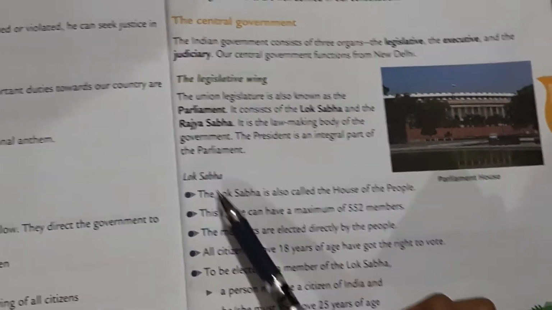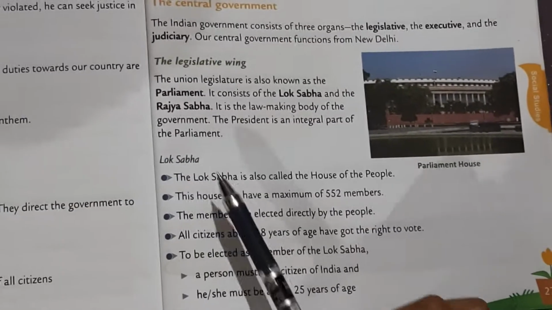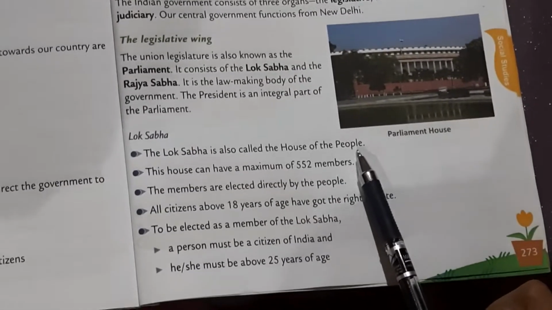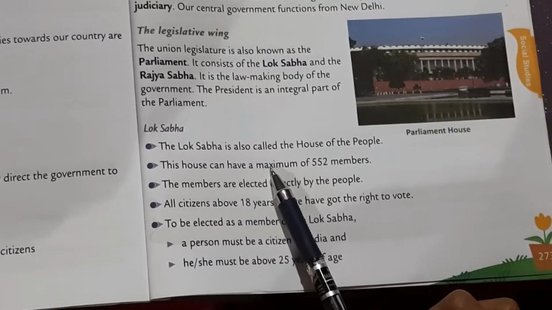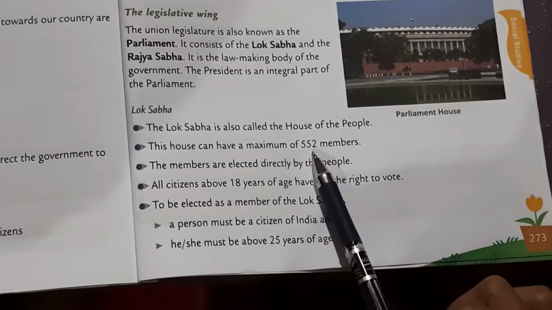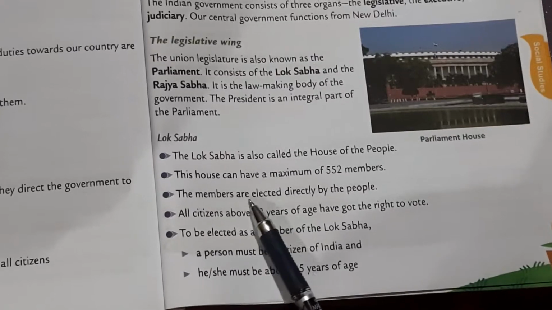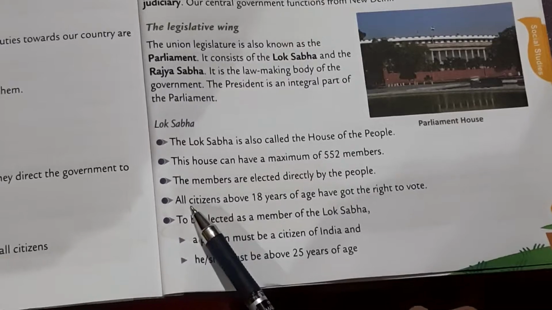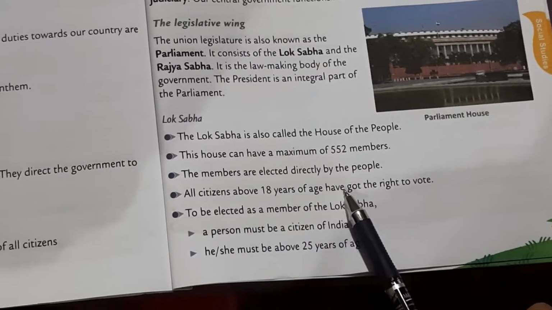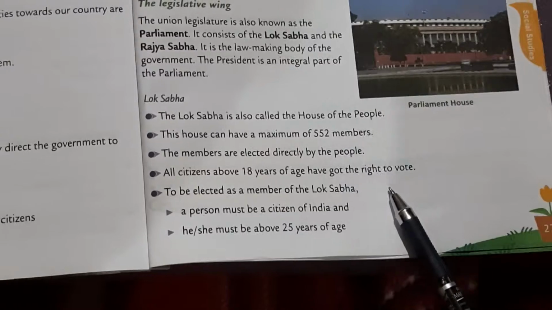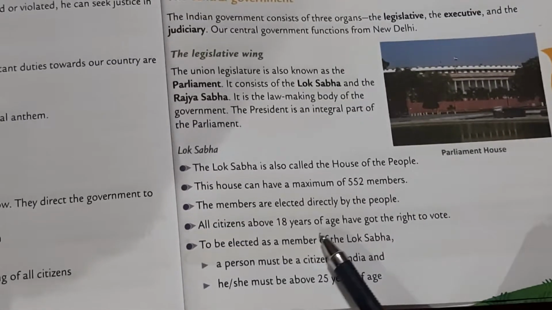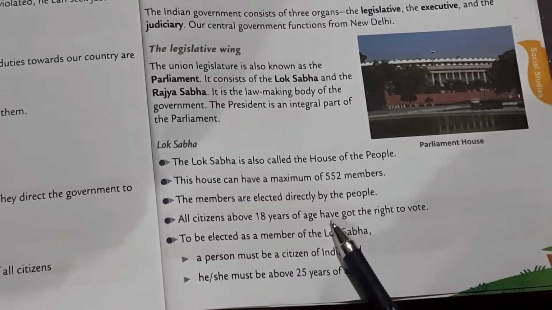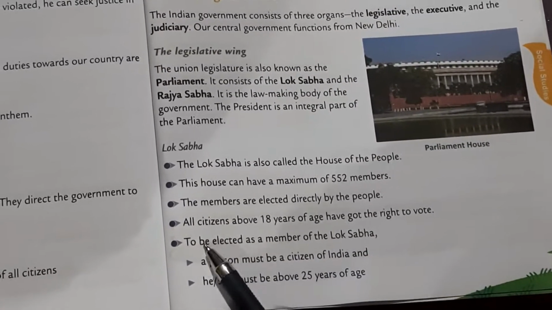Now we'll go to the next topic, the Lok Sabha. The Lok Sabha is also called the House of the People. This house can have a maximum of 552 members. The members are elected directly by the people. All citizens above 18 years of age have the right to vote. So when you attain the age of 18, you have the right to cast your vote to elect your leaders.